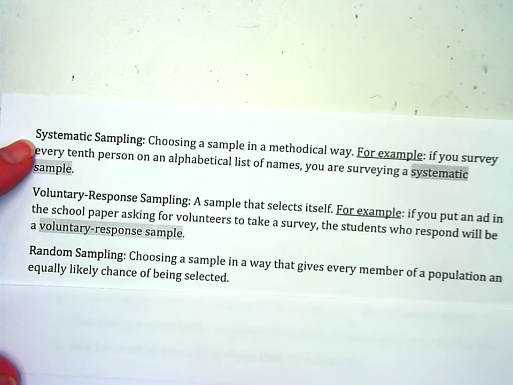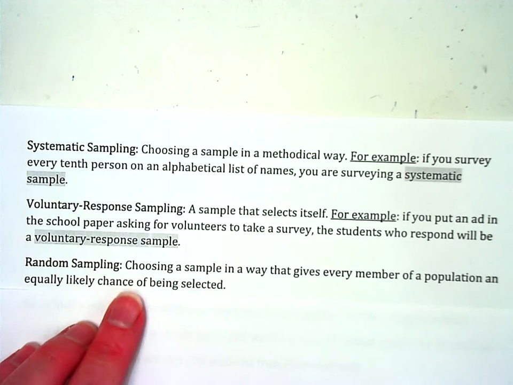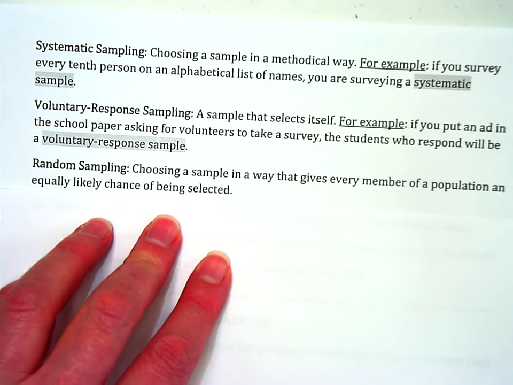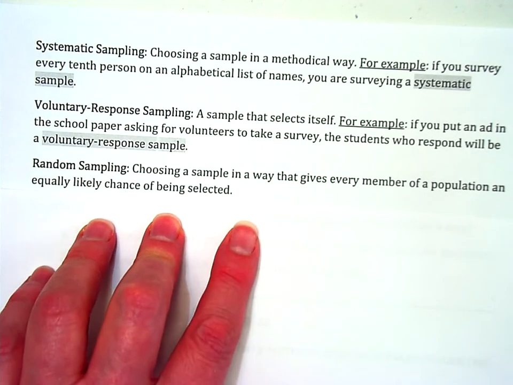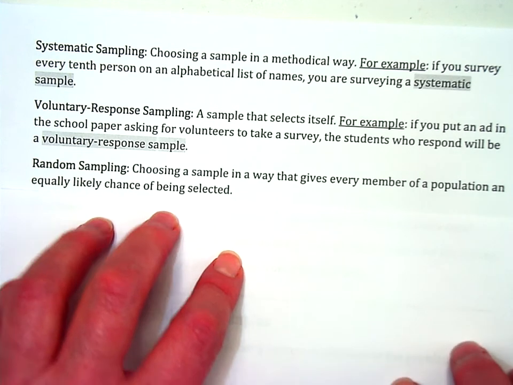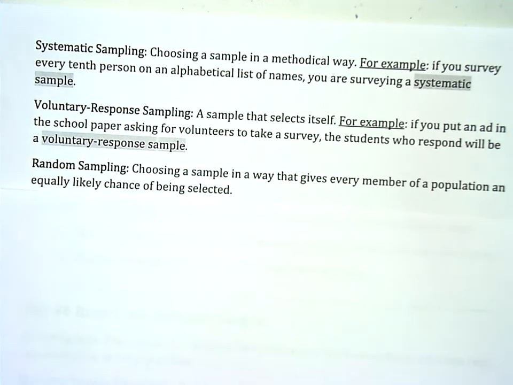And then there is the random sample, which is actually the best kind of sample, usually the best representative of the population. It is a sample that is chosen in a way that gives every member of a population an equally likely chance of being selected. So if I want to find out the favorite type of music of 7th graders in Ankeny, and I get a list of every single 7th grader in Ankeny School District, and then I randomly choose however many I want for my sample, that would be random sampling.